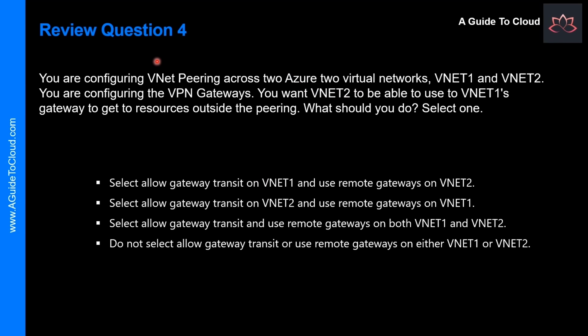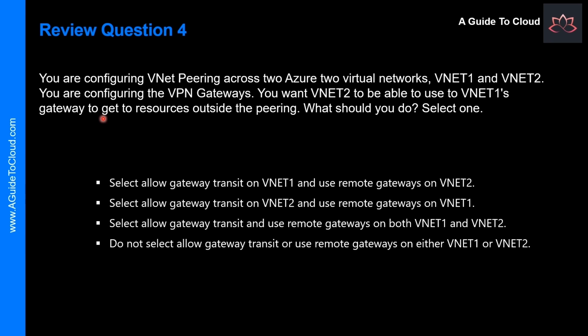Alright, so let's look at question number 4. You are configuring VNet peering across two virtual networks, VNet 1 and VNet 2, and you're configuring the VPN gateways. You want VNet 2 to be able to use the VNet 1's gateway to get the resources outside the peering. So what should you do? You just need to select one.